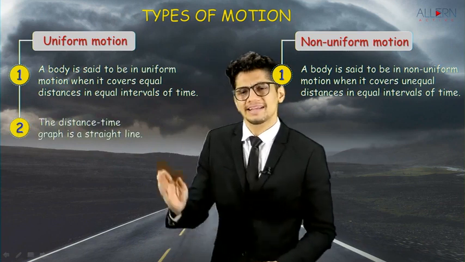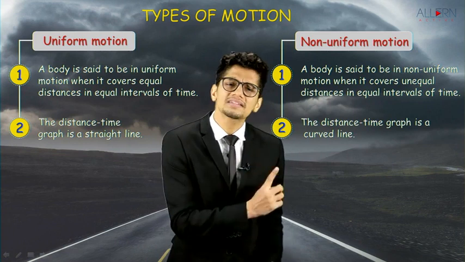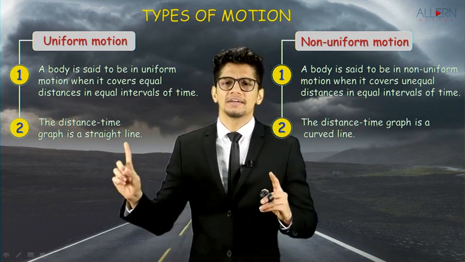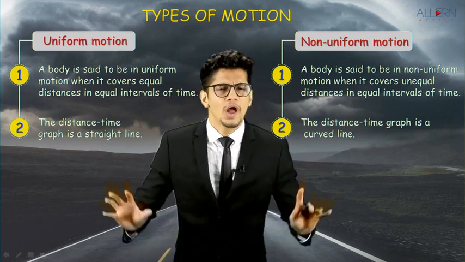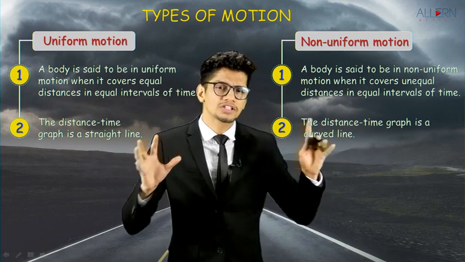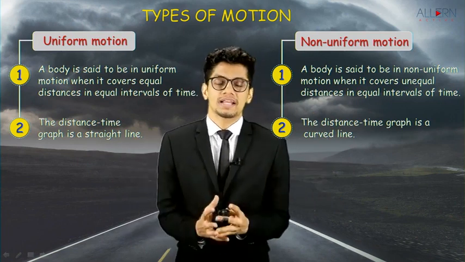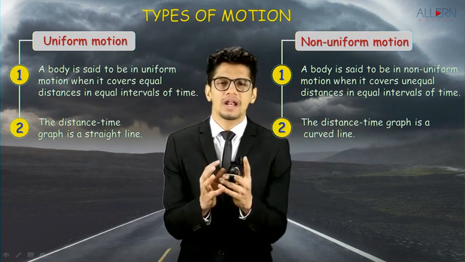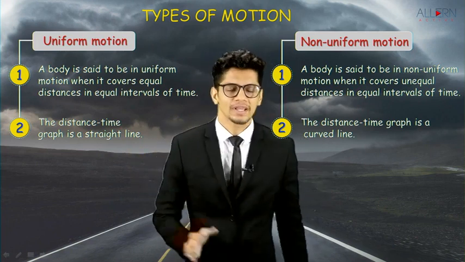Second point says the distance time graph is a straight line, and here it says that the distance time graph is a curved line. This line can be of any shape but a straight line. Now, what is a distance time graph? We'll understand this when we understand the concept of graphical representation of motion, right? So when you understand what is graphical representation of motion, at that instant of time, you will understand as to why the graph of uniform motion is a straight line. Let's see the next point.